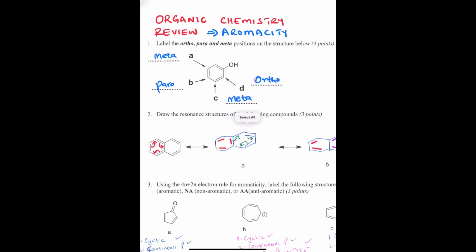Hello and welcome. Today we're looking at organic chemistry review where we're looking at aromaticity. So the first question here says, label the position showed as ortho, para, or meta position. And this is with respect to the side group, hydroxyl group, OH group.